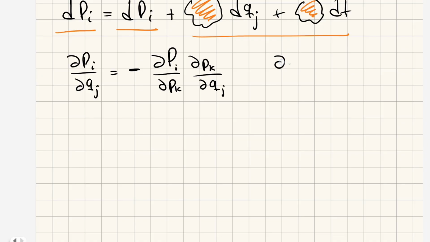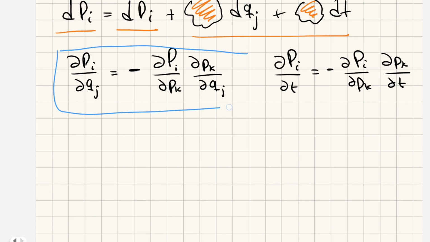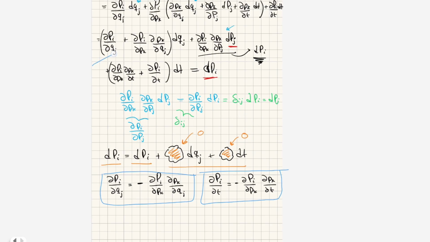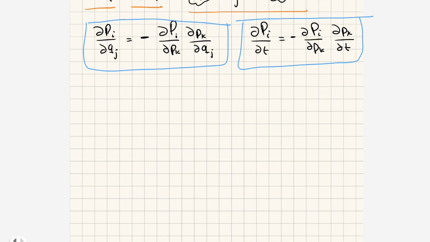And the other one was the derivative of capital Pi with respect to time is equal to negative the partial of capital Pi with respect to little pk, the derivative of little pk with respect to time. Okay, so here are two important results that we are going to use later. Remember that they come from here and here. Okay, perfect. So now we are going to make use of one of the hypotheses that we mentioned at the beginning of the lesson when we wrote Liouville's theorem.